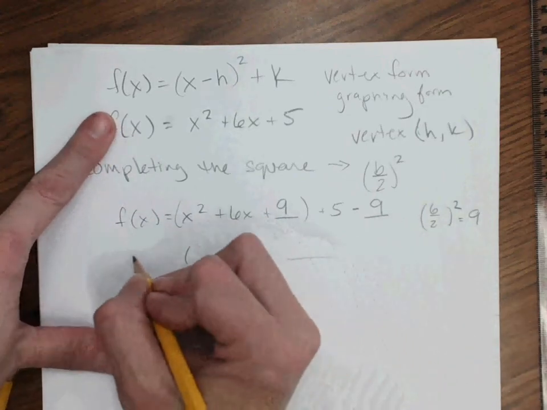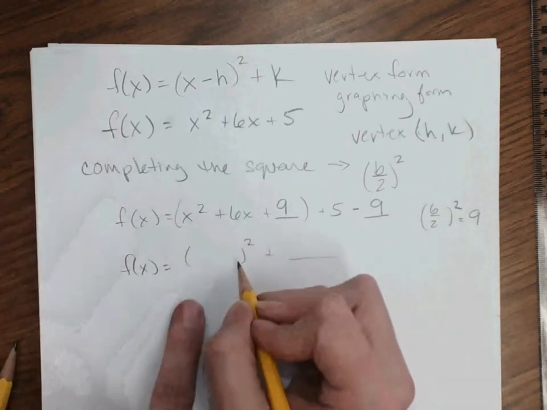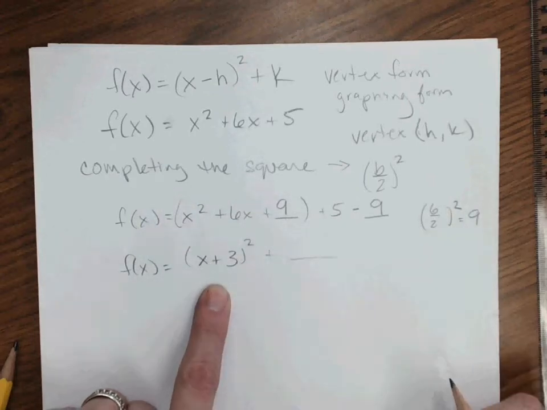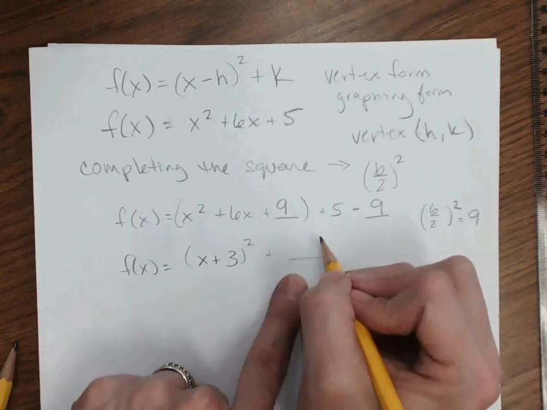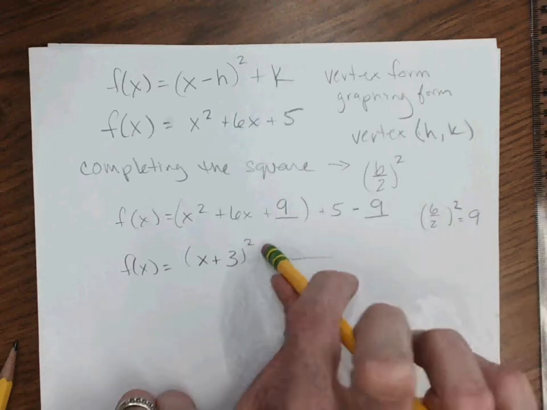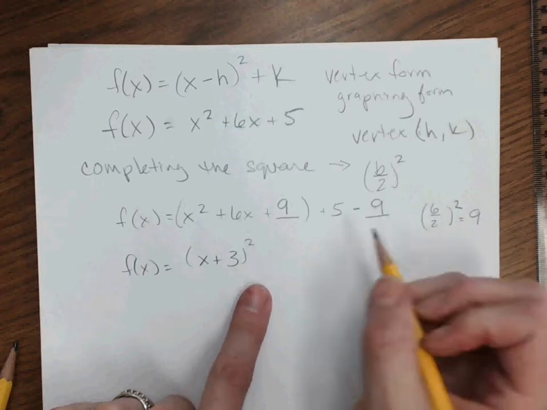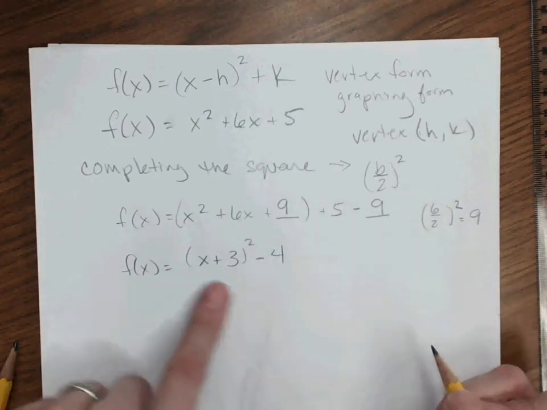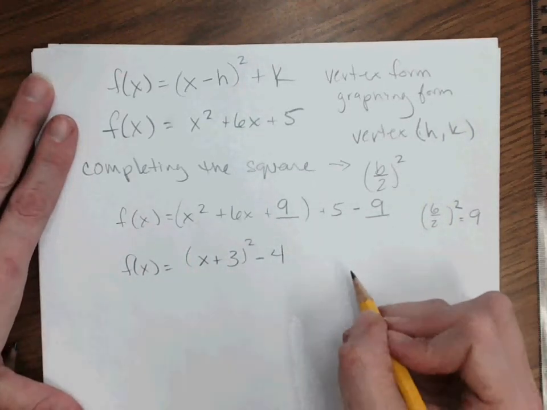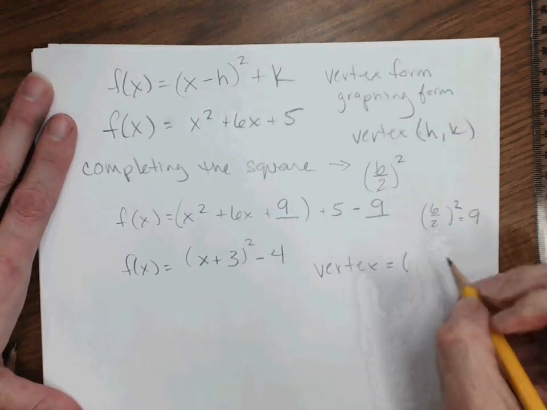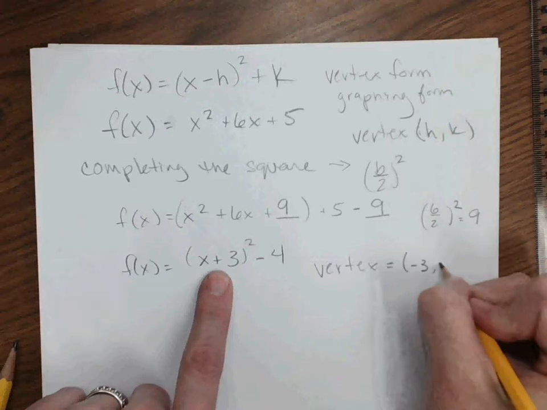So now, my f of x is going to be, this is that perfect square. Remember, we're engineering it to become a perfect square. And then over here, it's going to be actually not even plus anymore. Positive 5 minus 9 gives me a negative 4. So now I have it in that graphing form. I know that my vertex is at negative 3, negative 4.